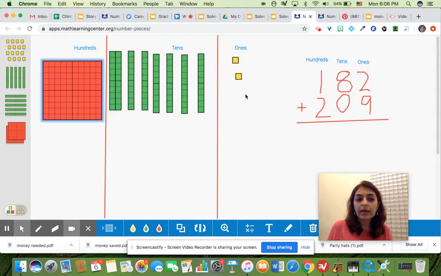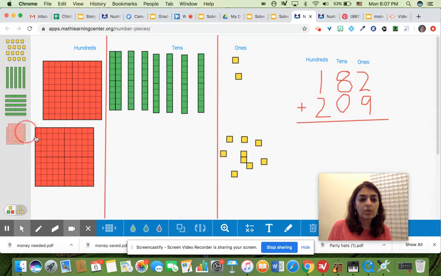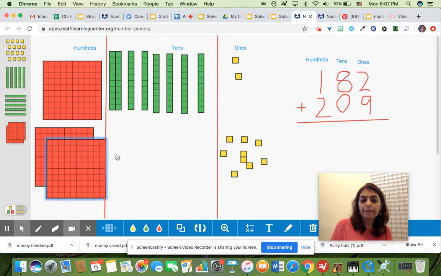Now I will need 9 ones. 1, 2, 3, 4, 5, 6, 7, 8, 9. But I do not require any tens here because there's a 0. But I need 200. So I'll pick this 100 from here. 1, 2. Now, when we are adding the ones, I know 10 ones is equal to 1 ten.